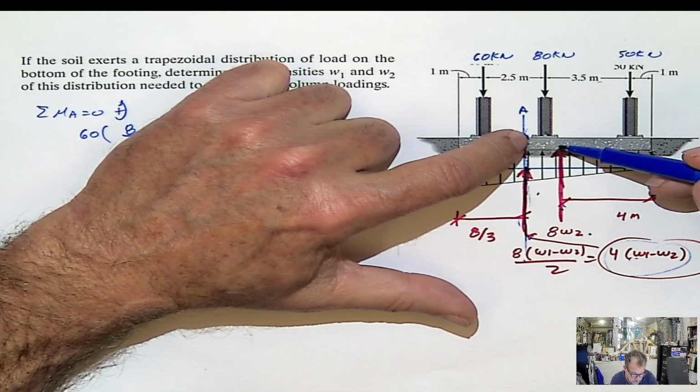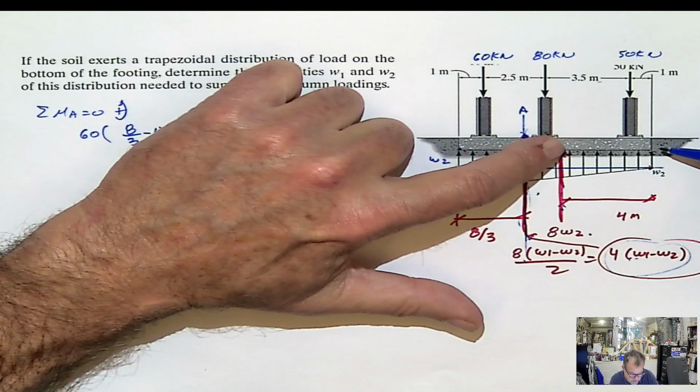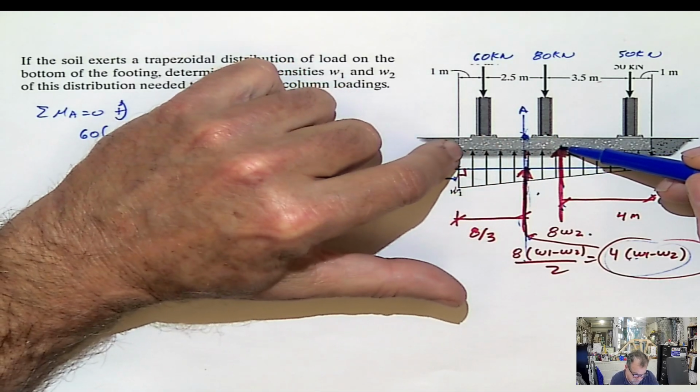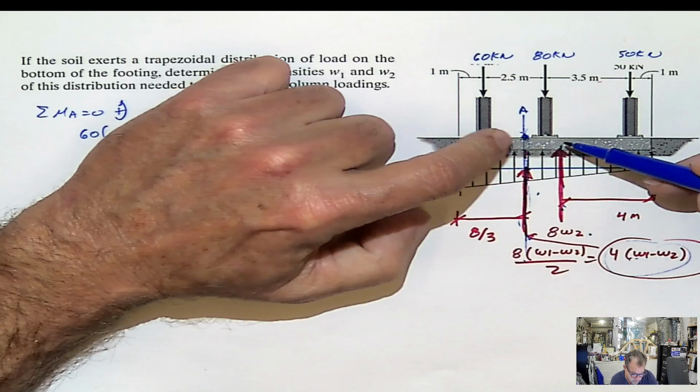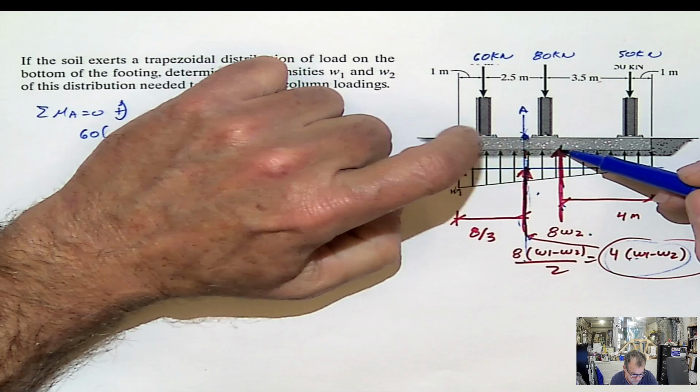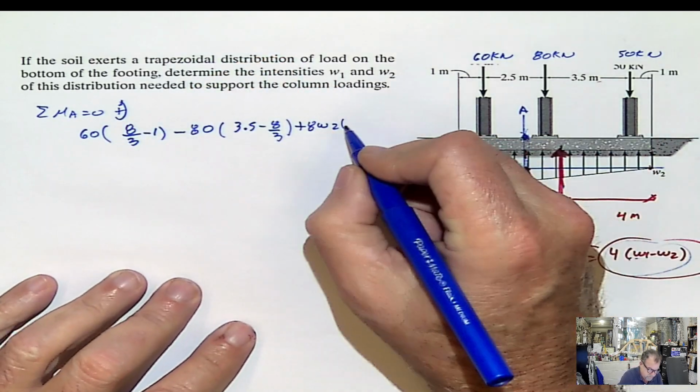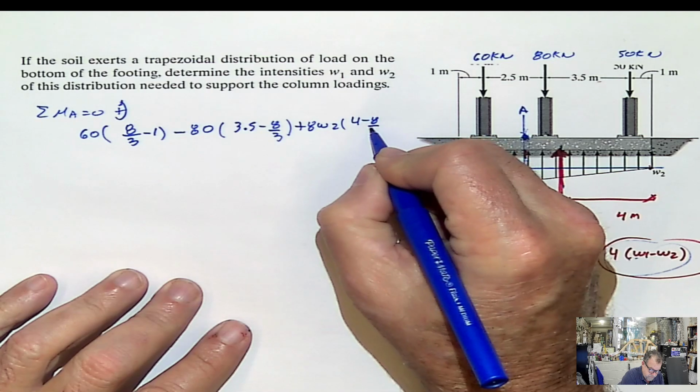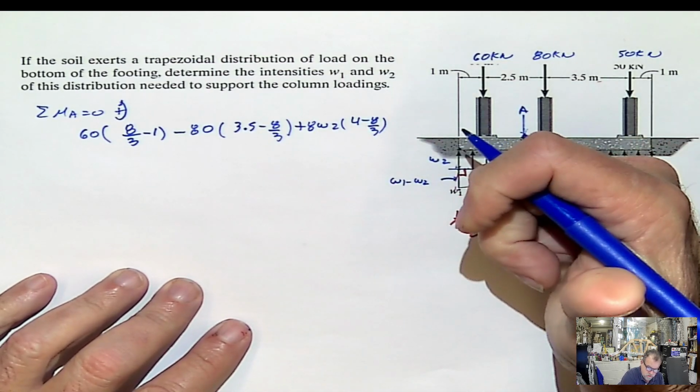That distance from here to here will be this. I know this is 4, and I know this is 4, and I know this is 8/3. So this distance will be 4 minus 8/3. And it will be positive as well.